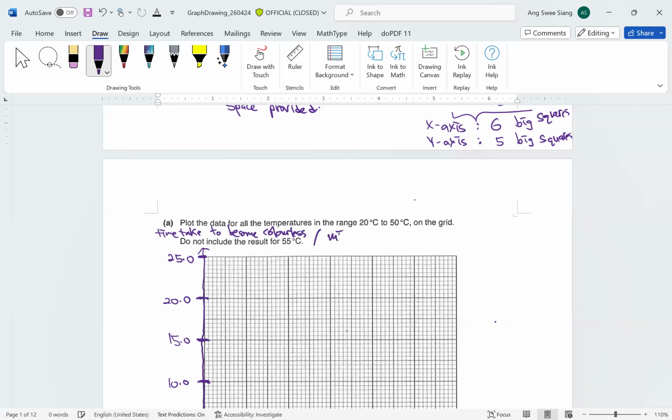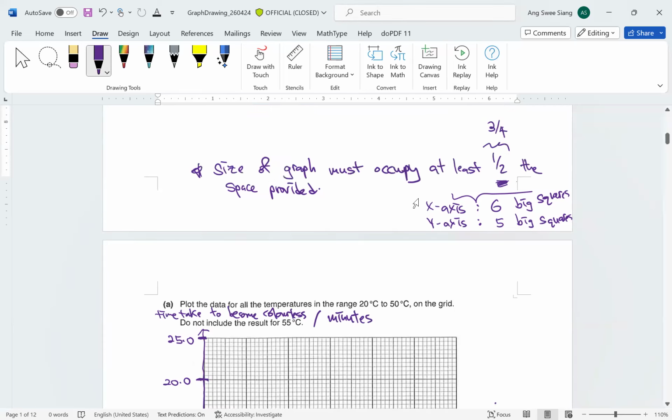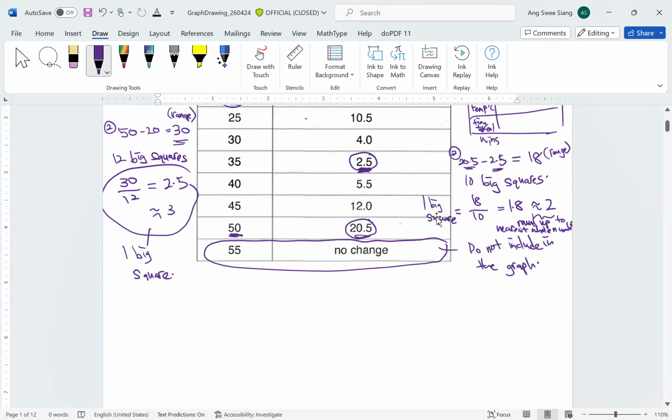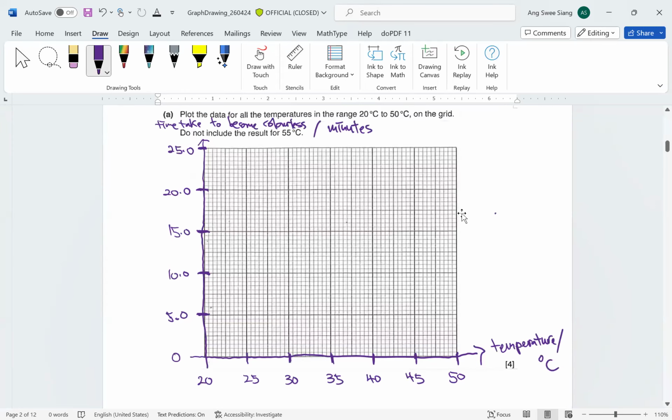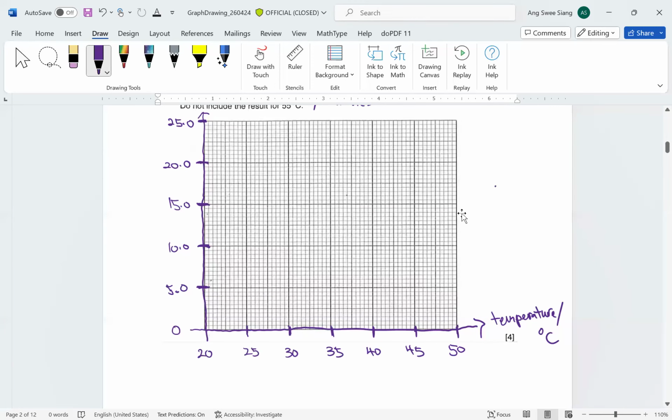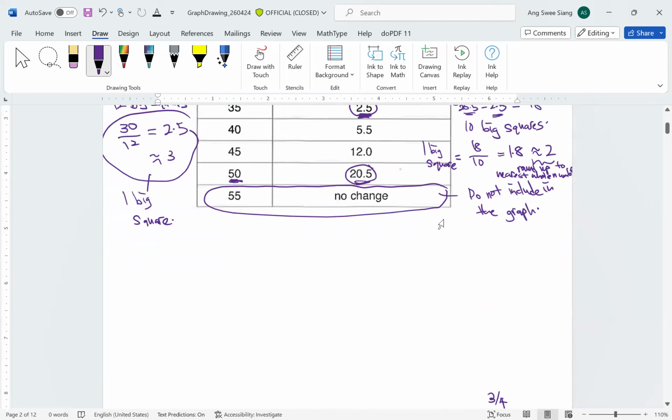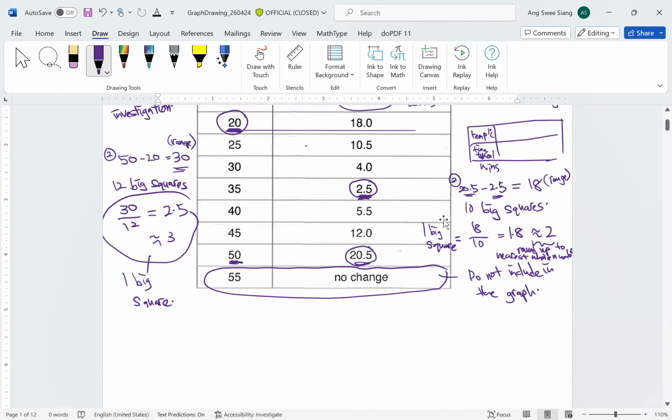10 minutes. Spell out, copy the heading exactly the same as the heading. Then for the bottom one is temperature, degrees Celsius. So I'll write here temperature slash degrees Celsius. Okay, once you have settled this, then you are ready to start your plotting. Please use crosses to indicate the data point.